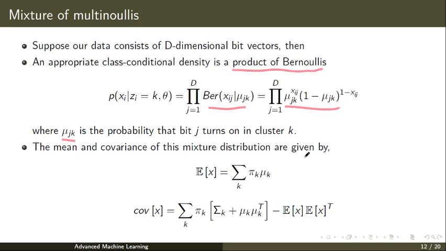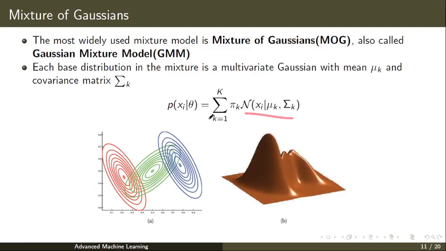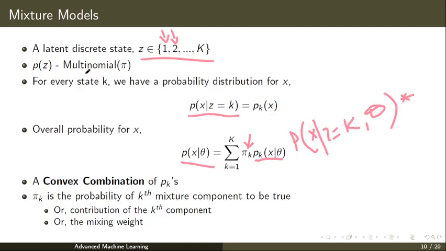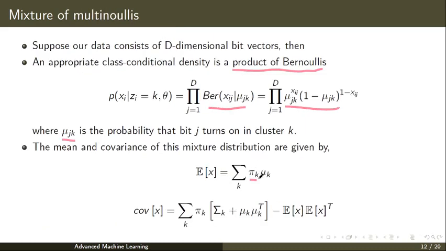The mean and covariance of this mixture distribution are given by this. The mean, the expectation of x, is equal to the sum of pi k into mu k, where pi k is the corresponding cluster's probability. So pi 1, pi 2, etc. Pi 1 will have one probability, pi 2 will have another probability, and so on. So pi 1 into mu k. And this is the covariance. Once again, pi k into this minus the expectation of x and the expectation of x transpose, the mean and covariance of this mixture distribution.